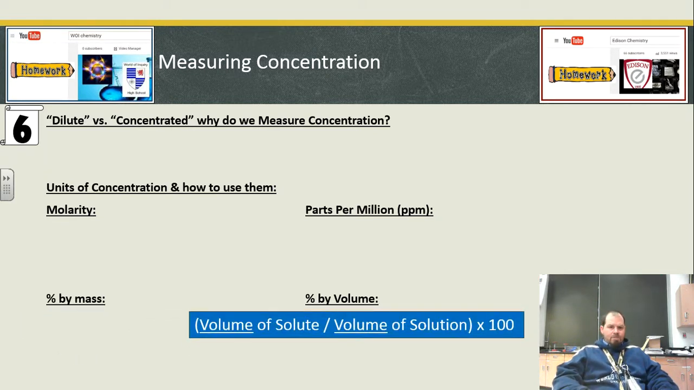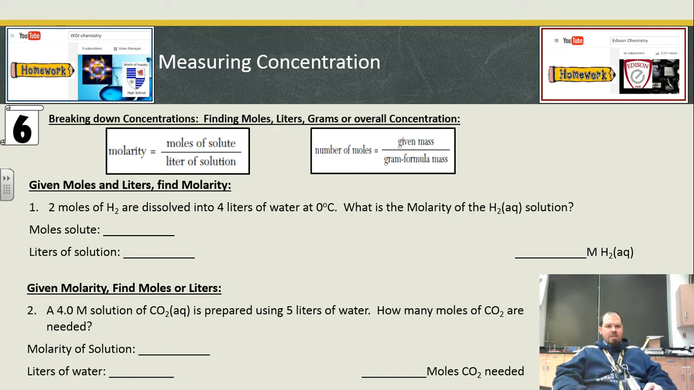Same with volume. Volume of the solute over volume of the solution times 100. When you see percent in front of any of them, it is part over whole times 100. Part is always the solute. Whole is the whole solution. Okay? On to some sample calculations.